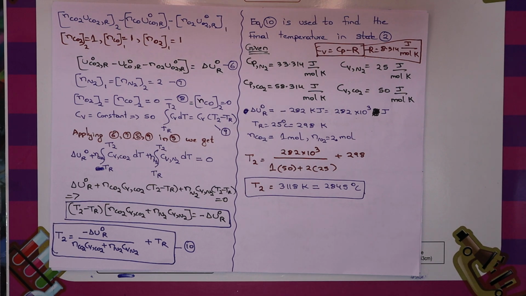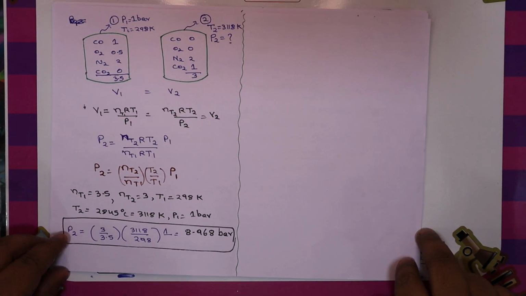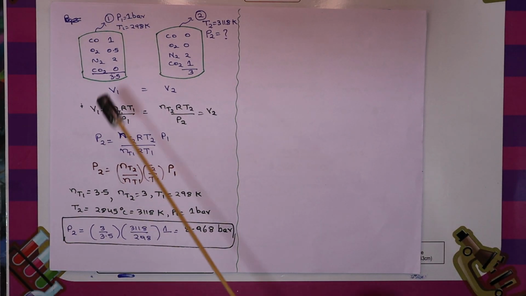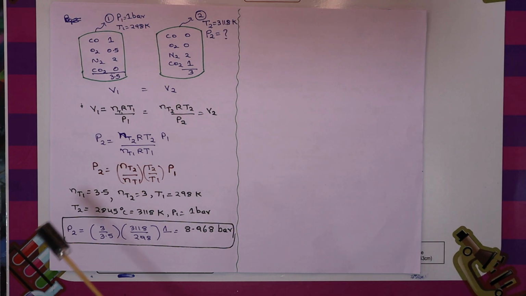Finally, we have arrived at the conclusion: what is the temperature in state 2? Now let us calculate the pressure. We now know the temperature in state 2 is 3118 Kelvin.